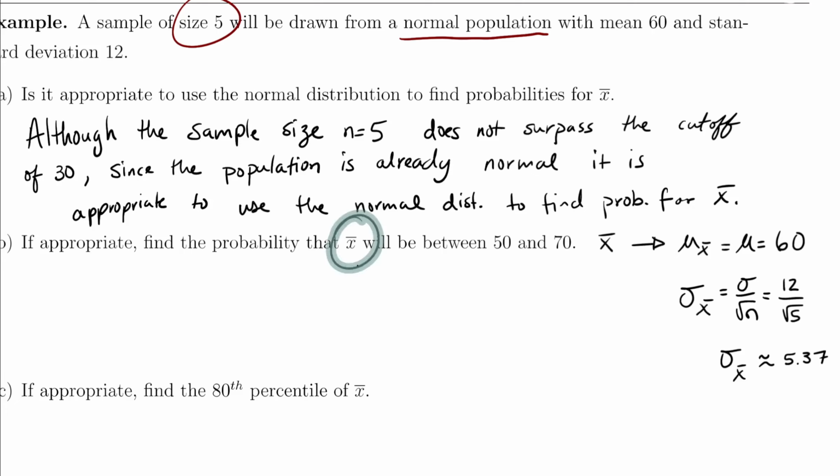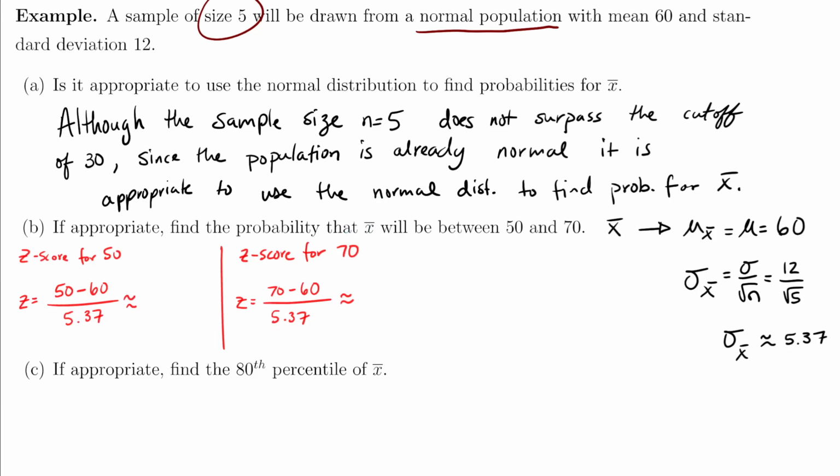So now that I've got my mu sub x bar, sigma sub x bar, I can start to find my z-scores for 50 and 70. Once I have the z-scores, I can go to the chart, and once we go to the chart, we just take the larger area value minus the smaller area value because that's how you work with the between problems. So we set up our z-score, it's the value minus mu sub x bar divided by sigma sub x bar. So for 50, whenever you type this into the calculator, you'll get negative 1.86 as the z-score for 50. The z-score for 70, similarly, when you calculate it, is 1.86 when rounded to 2 decimal places.